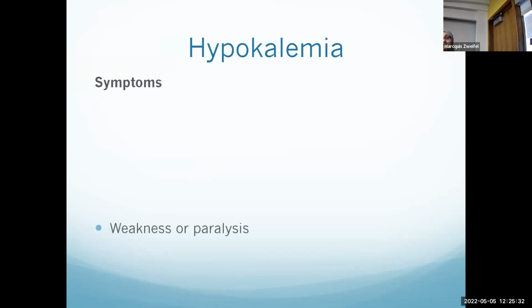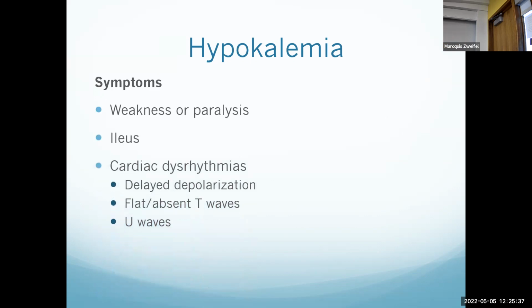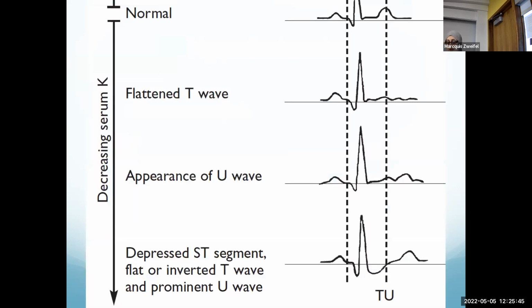Okay, hypokalemia symptoms: weakness and paralysis, ileus, cardiac arrhythmias, delayed depolarization, flat or absent T wave, and U wave. It's the opposite of what we see in hyperkalemia. So here, up there is the normal, and then you really go down all the way until you have the absent T wave and depressed ST segments, flat.